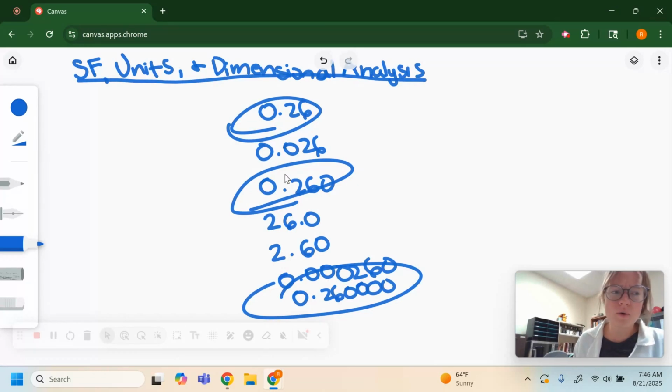You already know quite a bit about sig figs, so I'll go through this pretty quickly here. But let me go ahead and pause and clear out my whiteboard, and then we'll talk about sig fig rules. One sec.